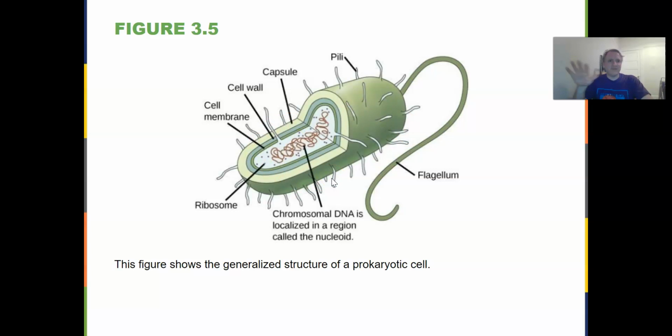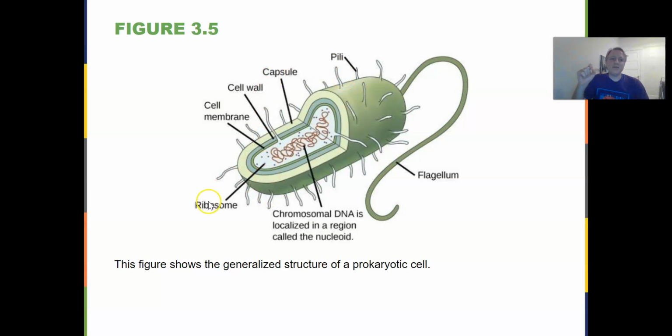Which is just, again, a fancy way of saying this thing is used like a little propeller that makes the cell move. It has a capsule, which you're not really going to see in eukaryotic cells. It has a cell wall, which you will see in eukaryotic cells. And it has a cell membrane, which you will see in all cells. All cells have a cell membrane.